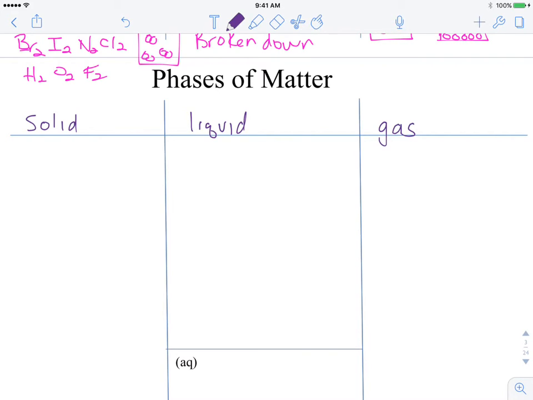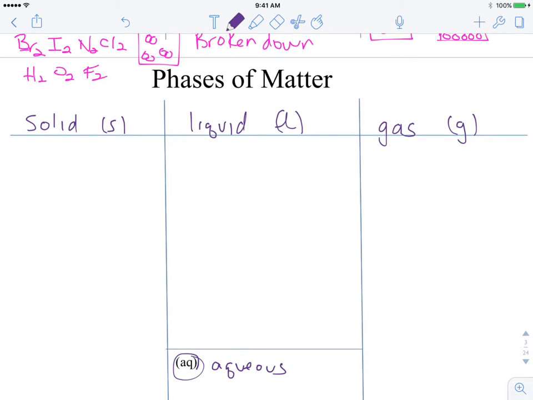In the liquid phase, you could have an aqueous solution, AQ. And this is where you've dissolved something in water. I put this here because it looks like a liquid, but in reality there are some other particles mixed in that are floating around within the liquid. So the solid gets the symbol S, the liquid gets the symbol L, script L, and the gas gets the symbol G.